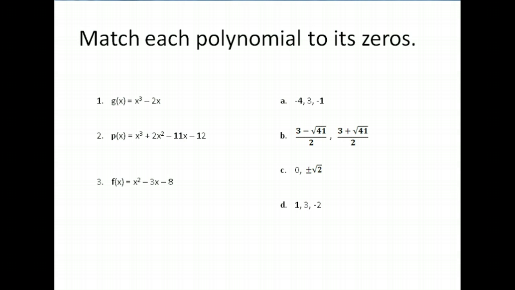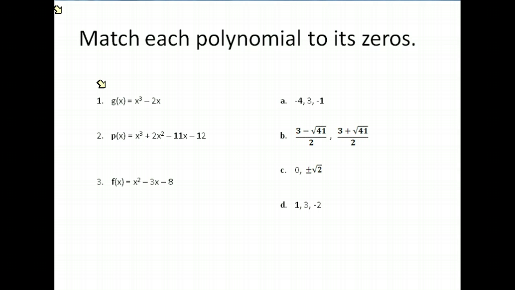So that brings us to this part of your assignment, which asks you to match each polynomial to its zeros. When we're matching polynomials to zeros, you have several options. There's lots of ways you could do this. My suggestion would be to try to find them if you can, and if not, then use the factor theorem to break your problem down.